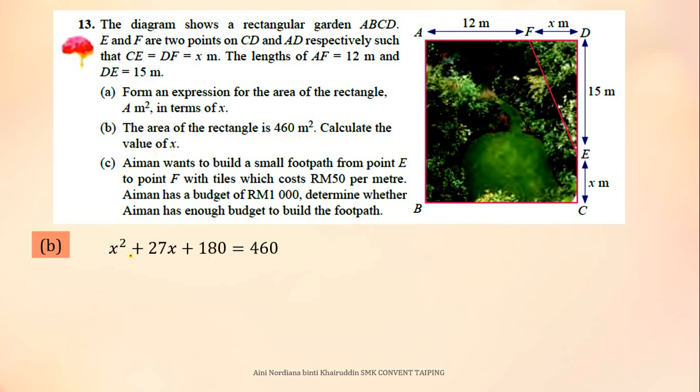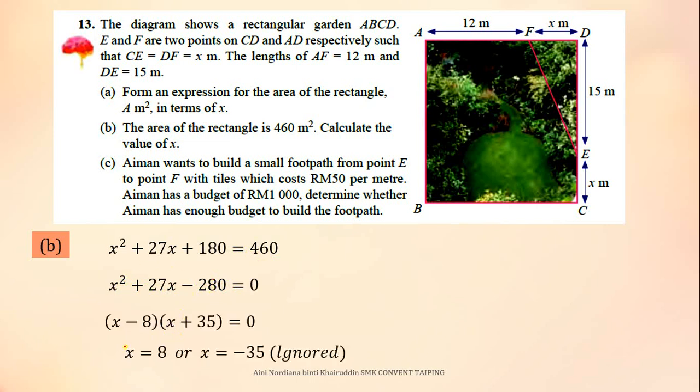So from the expression we got just now at A, equal to 460, then you write in the general form of a quadratic equation. Then we factorize this, and then you get the values of x. Since this is a length, it cannot be negative, so we ignore the negative number, and we choose x equals 8. Then you substitute. So for B, the question just asks the value of x, so the value of x is 8.